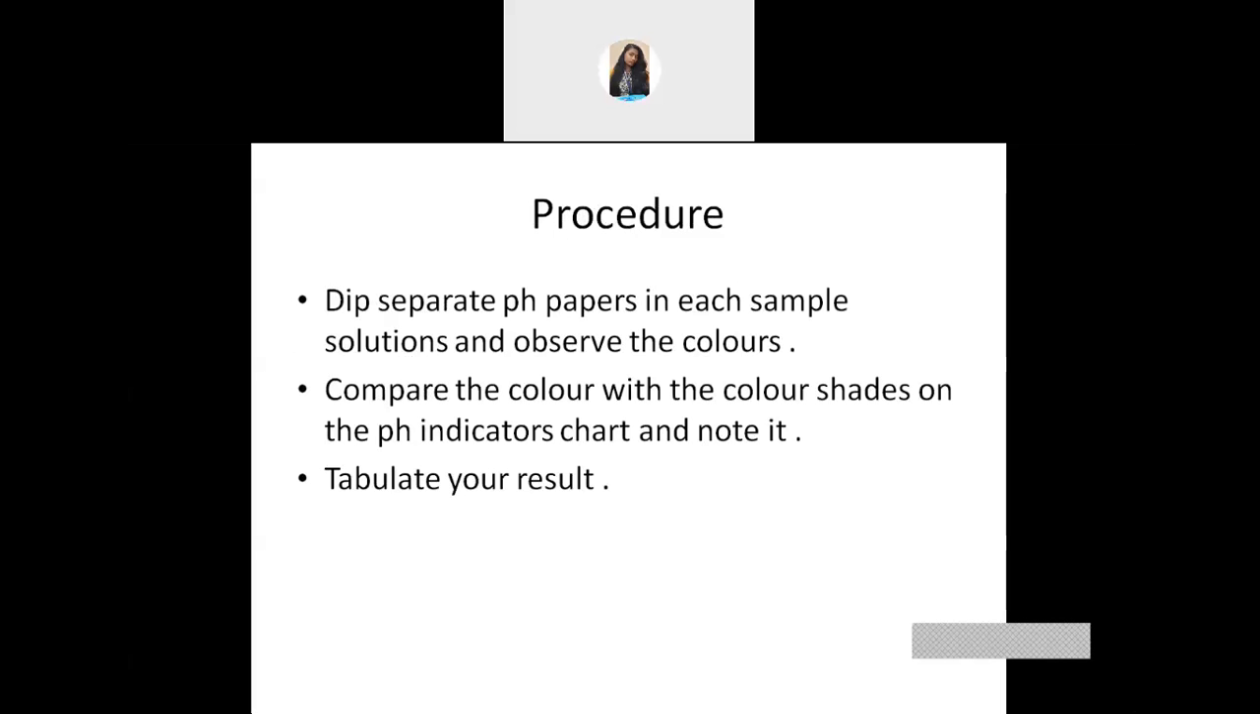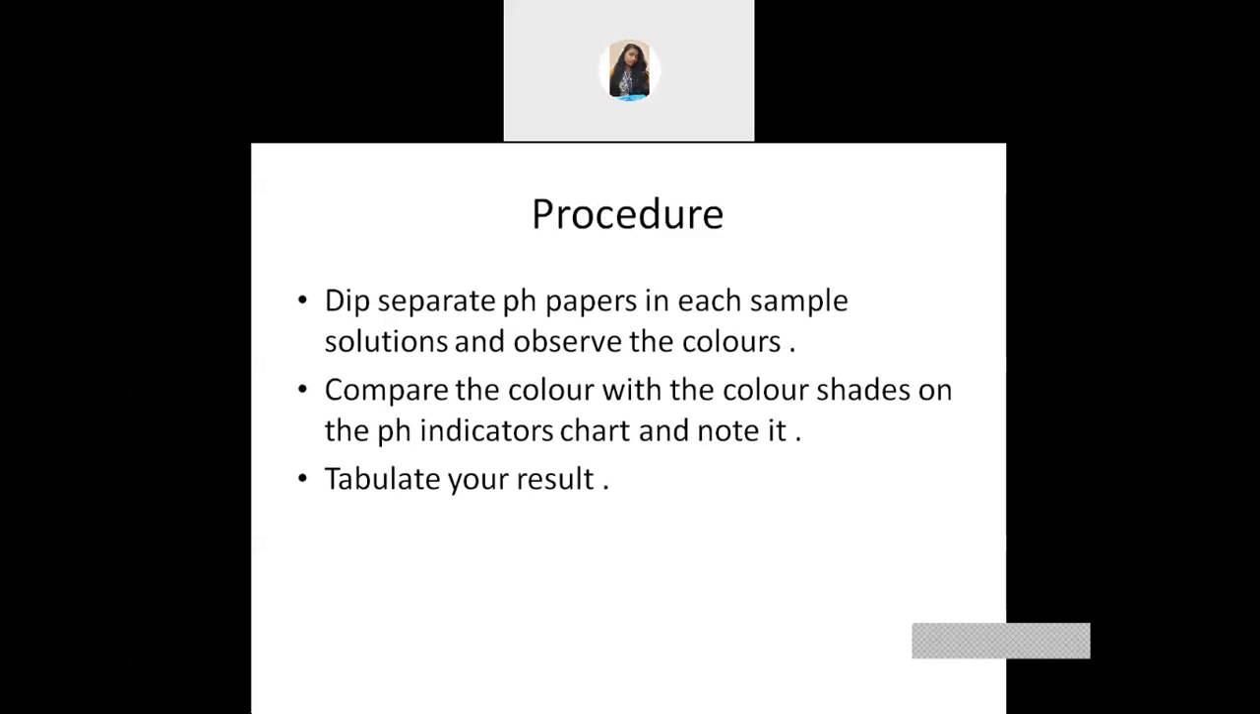Next, compare the color with the pH shade on the pH indicator chart and note it. Whichever color you found, simply compare that color to the pH scale which I described already, and then note it in your copy.